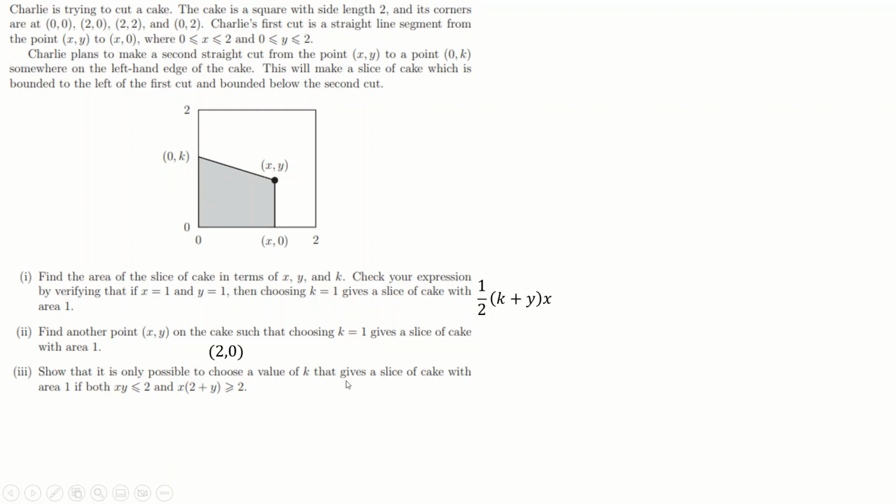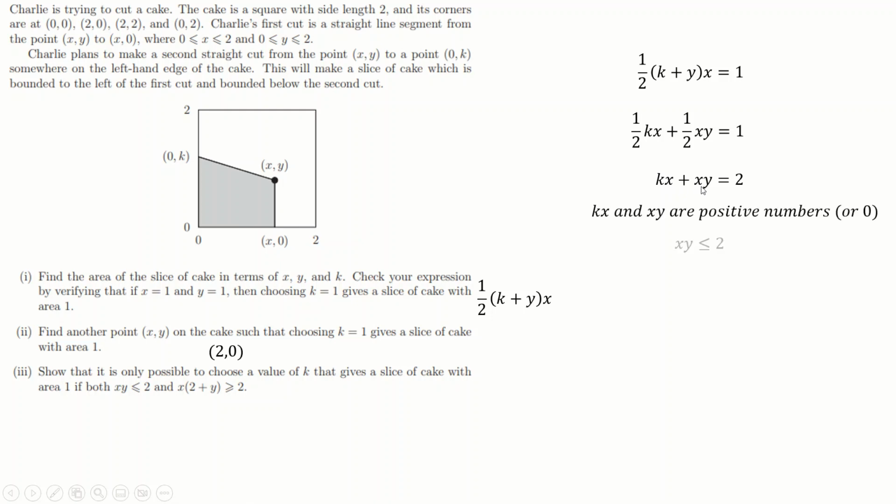Show that it's possible to choose a value of k that gives a slice of both this and this. Okay, so we have an area of 1. So this is the formula for the area, and that equals 1. We can expand that out if we want to, and we can double everything because I noticed there are 2's here. And now k, x and y are all positive numbers, right? It says so here. Cool. Which means that xy is positive, but it could be very small. But xy has to be less than or equal to 2, because you can choose k to be 0, I believe. So because this is positive, this has got to be less than or equal to 2 to make this work.